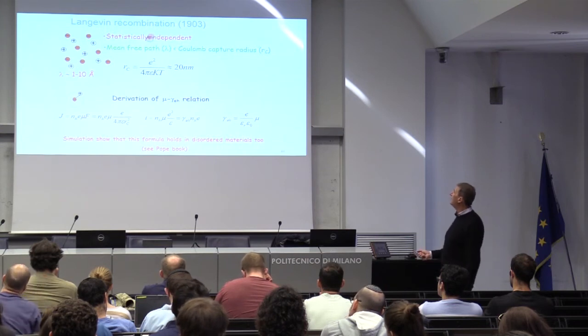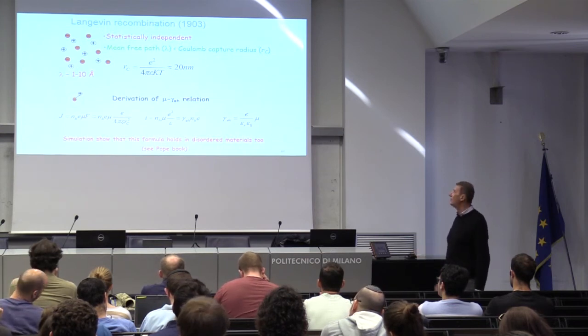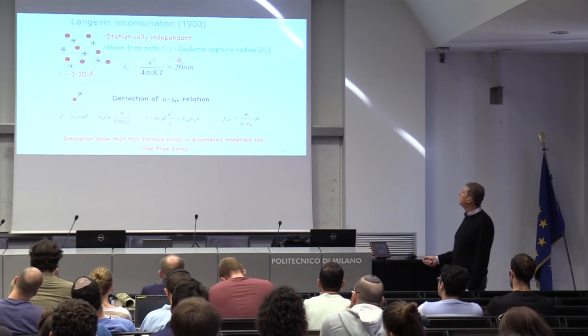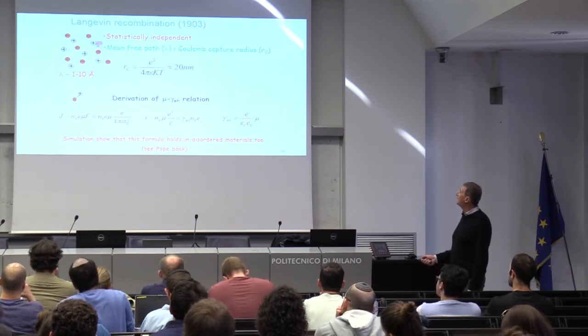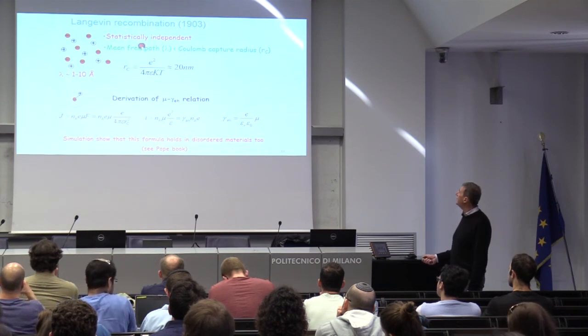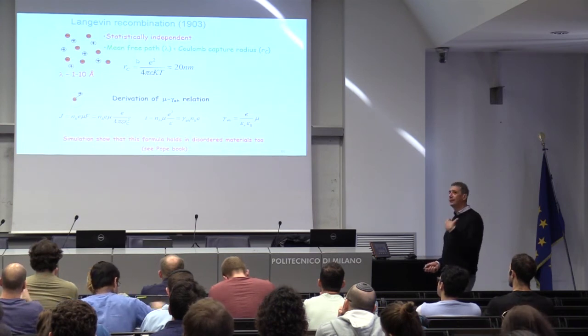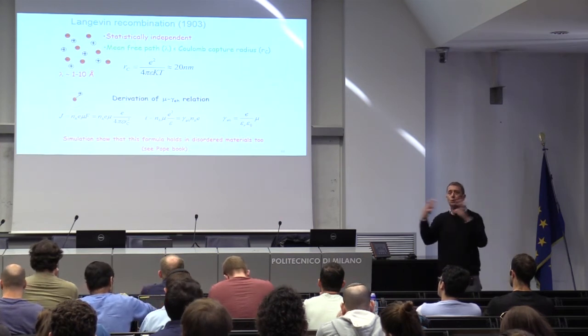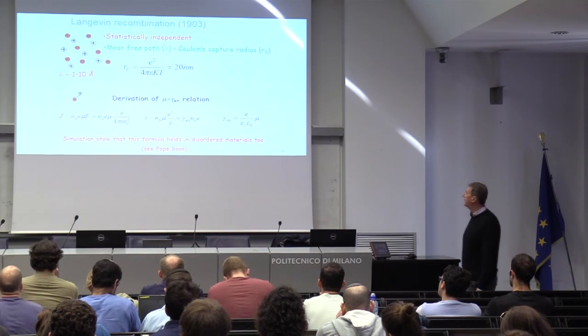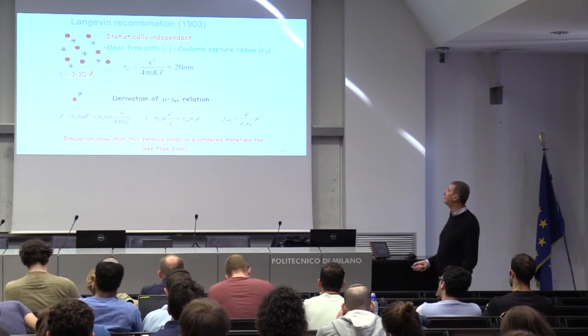Now let's assume Langevin recombination, nothing new, 1903. So the Langevin recombination is a process in which plus and minus charges are distributed in, and they have a mean free path that is shorter than the Coulomb radius. So that means they are under their mutual Coulomb interaction. They feel each other through their own electric field.